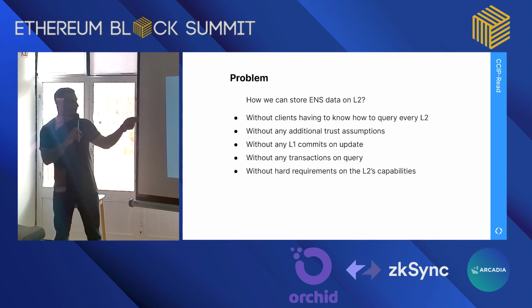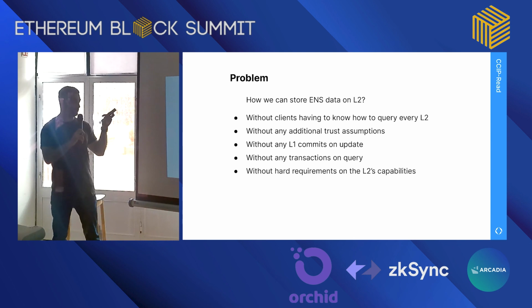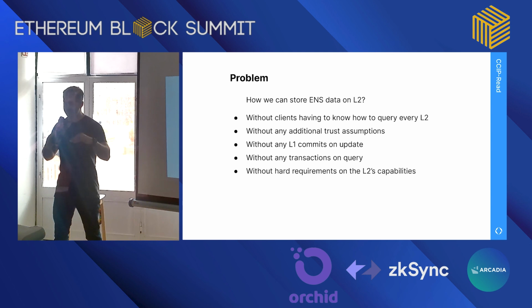So now, going back to the problem, we were saying that without having to know how to query every L2, we realized that this primitive of state proofs is universal for all L2s, because they have to work with the L1. So it is a must for them to implement this primitive, and we can use it for our benefit.